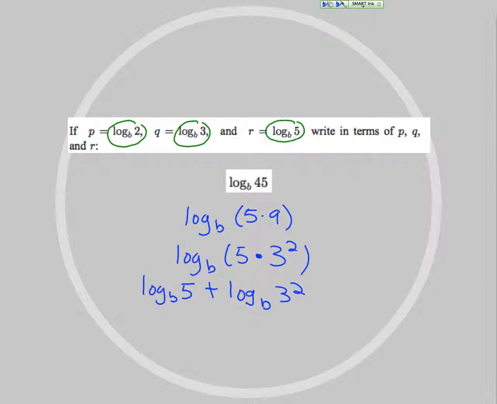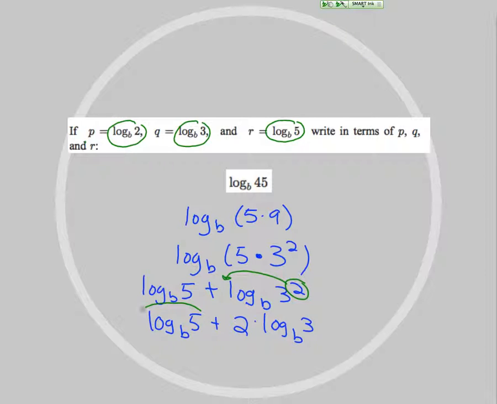Now this one's pretty good. I could sub R right in for this, but I'm going to wait to the last step and do my substitutions together. This, not quite, because I have to get that 2 out of there. It's not going to substitute in with that 2. So I have to move that 2 out front before I can substitute. So I have log base B of 5 plus 2 times log base B of 3.